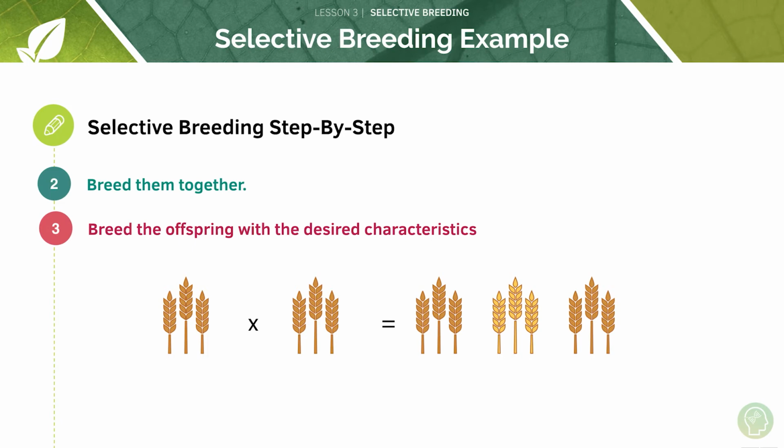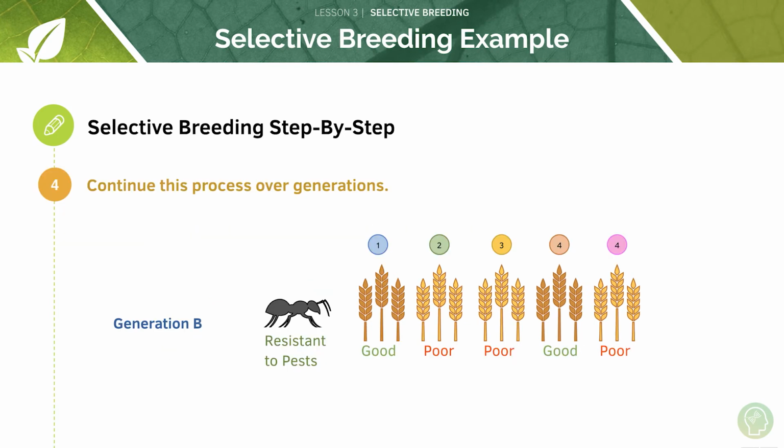Therefore, you only choose the desired offspring, and you then breed these together. So we continue this process, breeding together our offspring which have our desired characteristics. The next generation of crops will have more resistant crops because they will have the genes from the crops in field 4 of generation A, and we keep going as so.